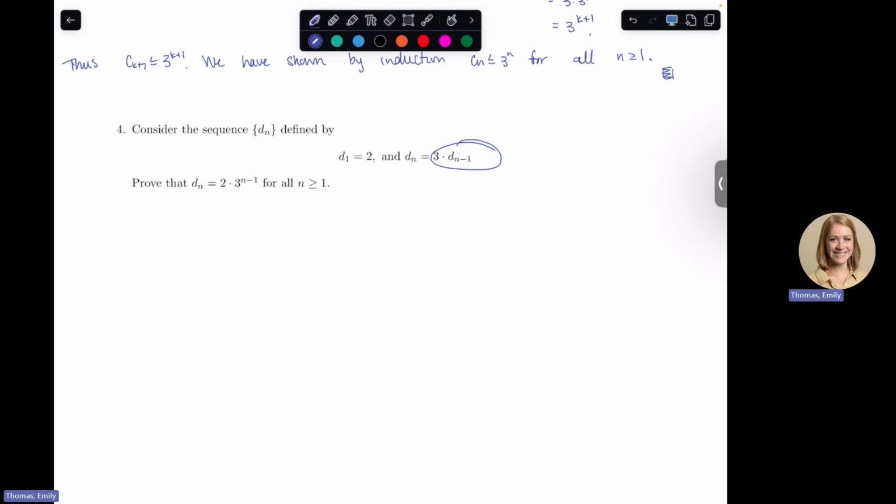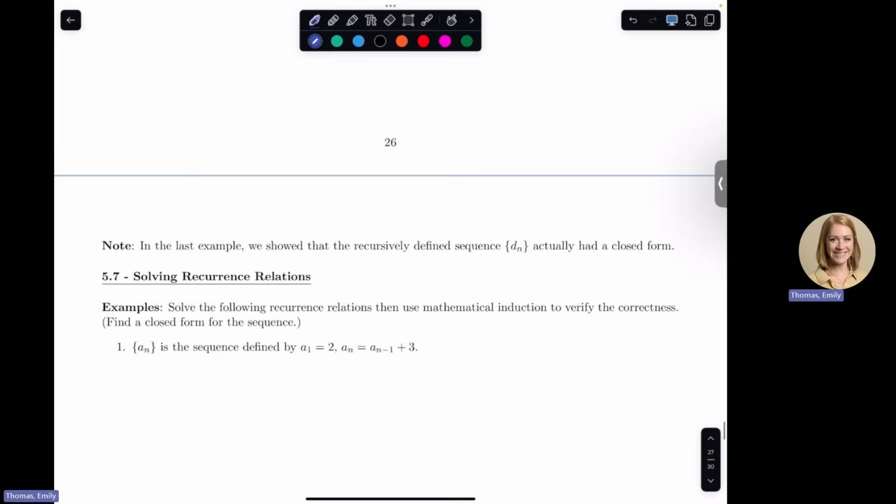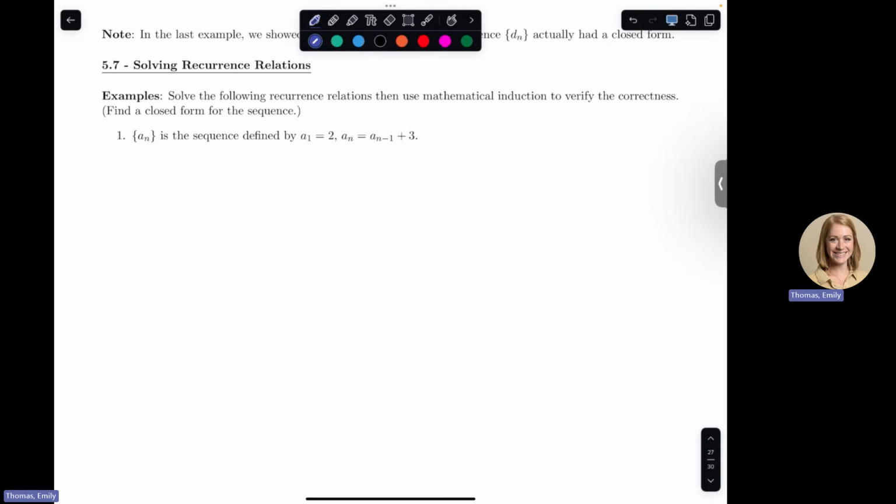Yes. On the test, will you tell us what to do? Like strong induction or regular? Yeah, I'll tell you. I want to talk through one of these just very quickly. And that's all we're going to do with 5.7 because I kind of hate this section.